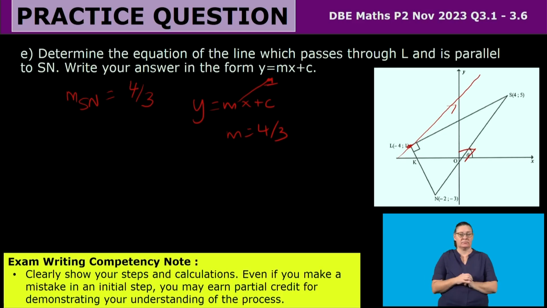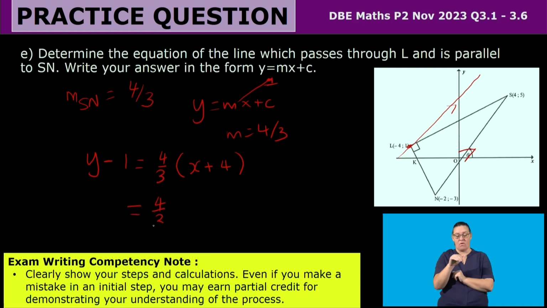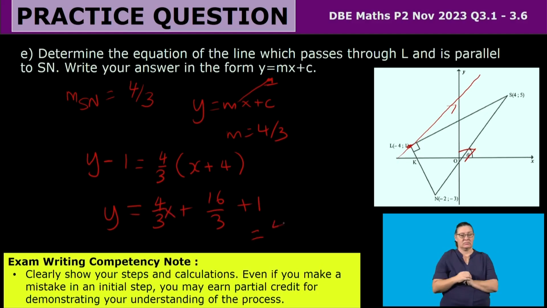We need to find the y-intercept. To do that, we've got one point. We know that it passes through (-4, 1), so we can substitute into our equation for a straight line. y minus 1 is equal to 4/3 into x minus -4, so it becomes x plus 4. Let's simplify. So we get 4/3x plus 16/3, and at the same time let's bring the 1 over, so we get plus 1. So we end up with, let's not forget our x, 4/3x plus 16/3 plus 1 is going to be 19/3. Okay, and that's the equation of that line.